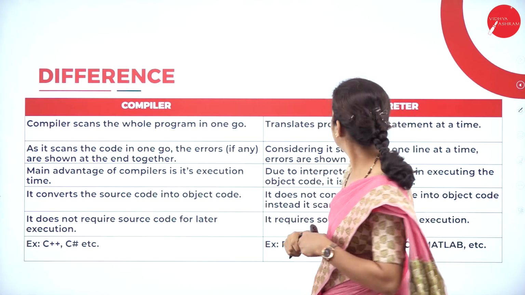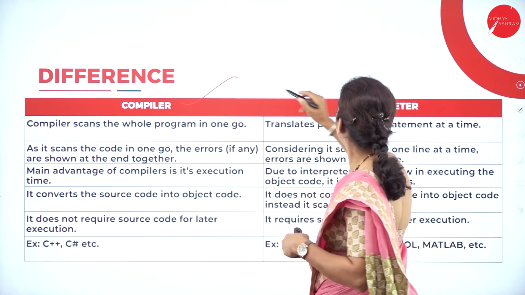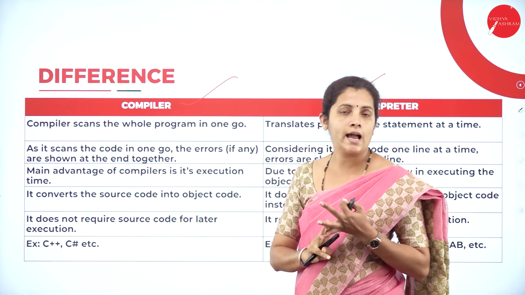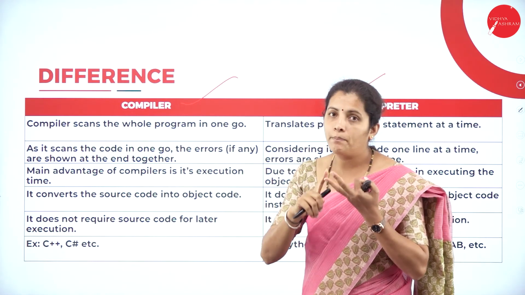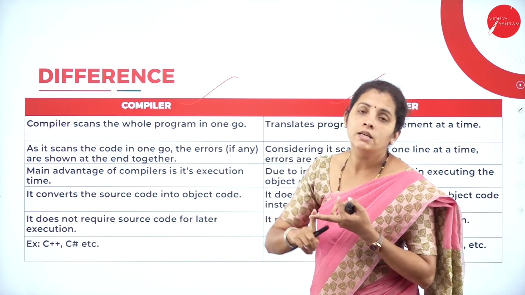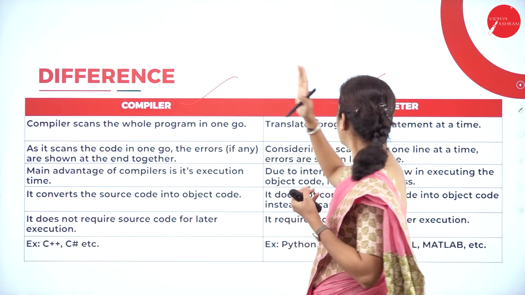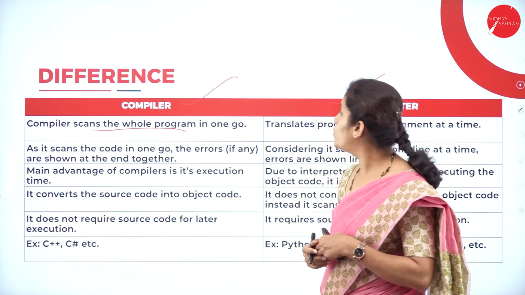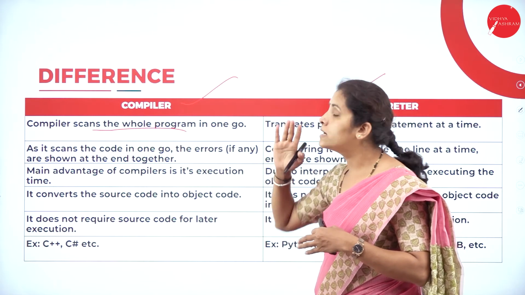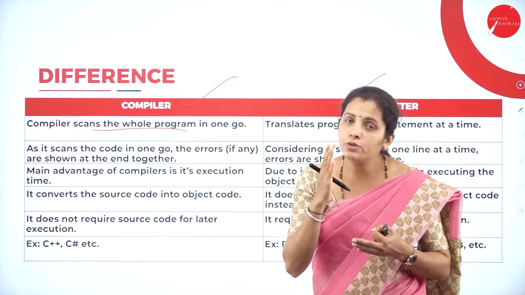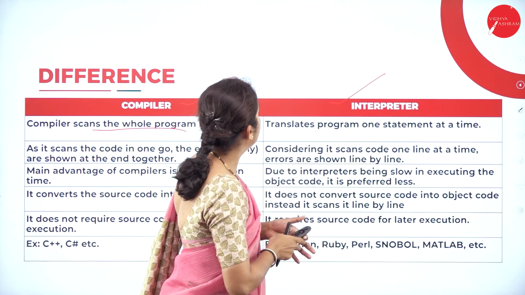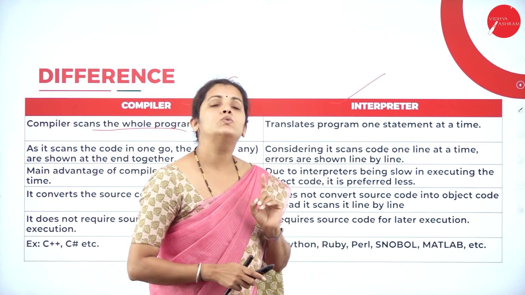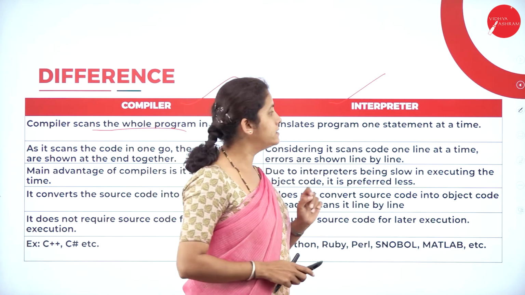Moving further, we are going to look at the difference between compiler and interpreter. We know that we have three different language translators: assembler, compiler, and interpreter. Now we discuss the difference between compiler and interpreter. A compiler scans the whole program in one go, translating the whole program into machine code at a time, whereas an interpreter translates one statement, that is one line, at a time.